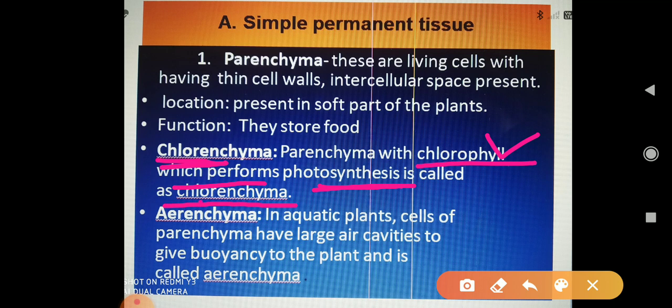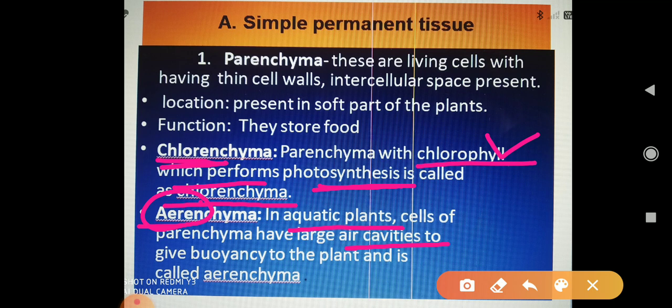Next is the Aerenchyma. Air, as the name suggests. It means the parenchymatous tissue in which air cavities are there is called the Aerenchyma. It is found in aquatic plants. You all know aquatic plants always float on the water. The buoyancy of that plant is given by Aerenchyma tissue, because air cavities are in between the parenchyma, which makes it lightweight and it floats on the water. That type of parenchyma which has air cavities is called Aerenchyma.